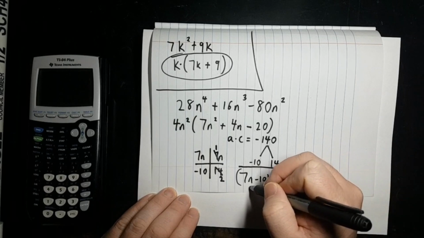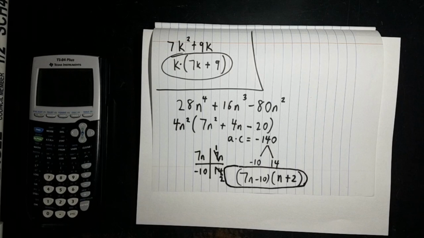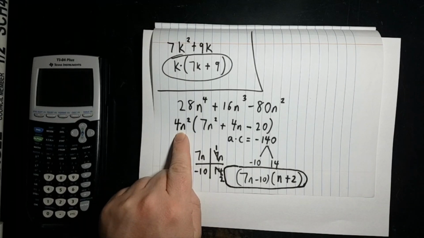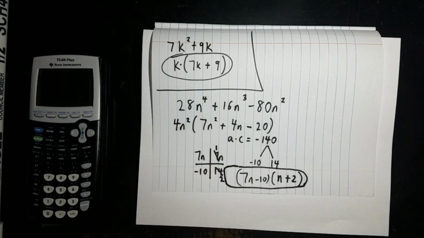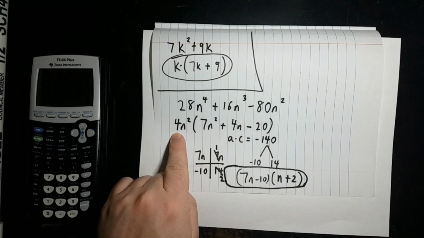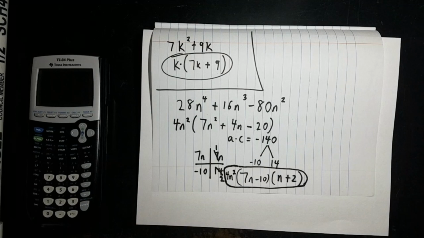Wait a minute. I'm missing something. You could multiply them back together, but I'm missing something. Oh, that's what I missed. We took out a GCF at the beginning of the problem. That GCF, the F, stands for factor. These are our factors. This is a factor. You have to include that 4n squared at the beginning of the problem. It is one of your factors. Do not forget it.